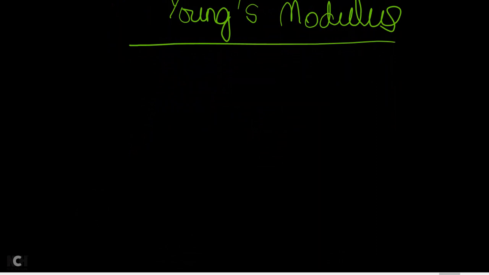So when you talk about different materials, like you could talk about a piece of glass, you could talk about wires, different metal wires, you could talk about rubber, each of them has a particular property called the Young's modulus.